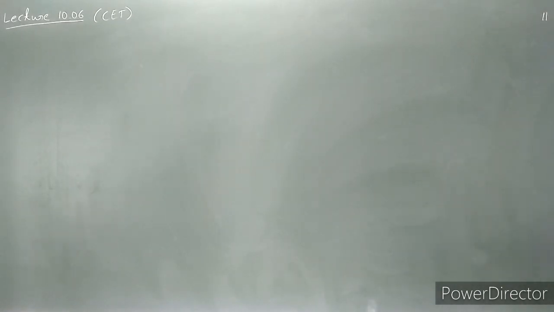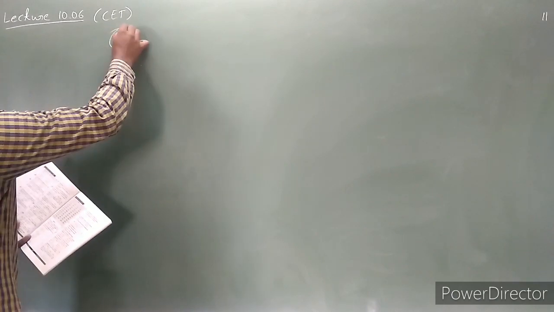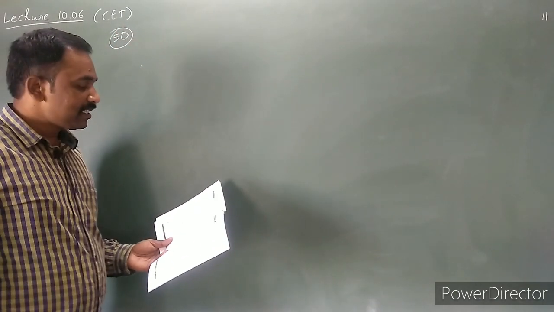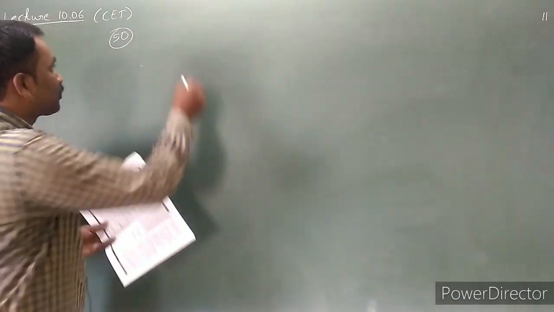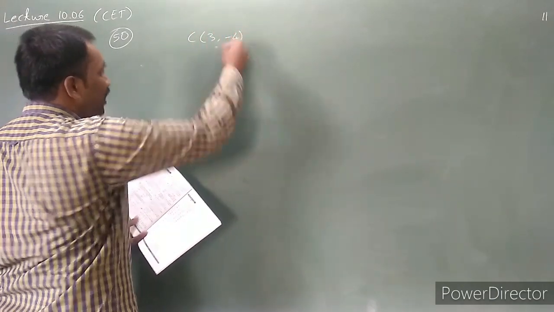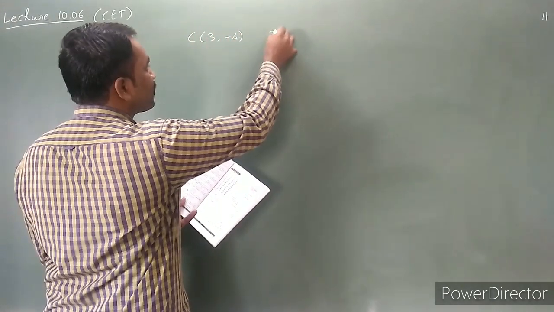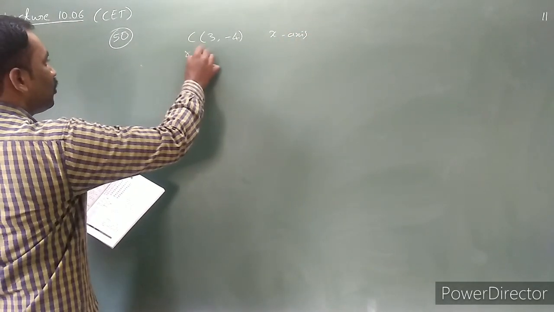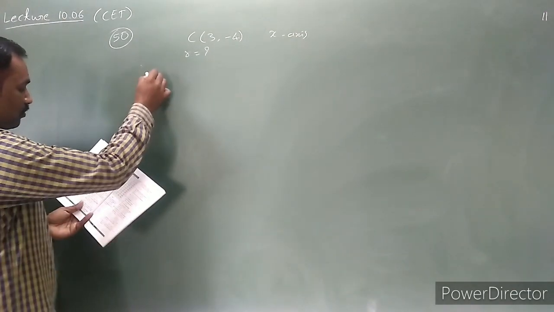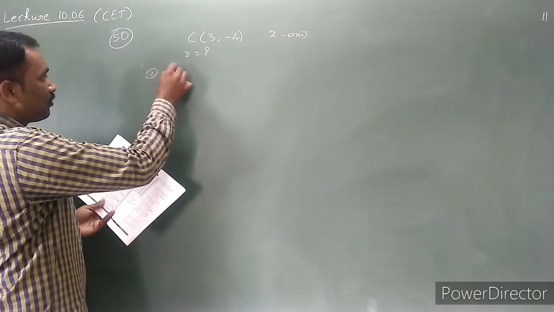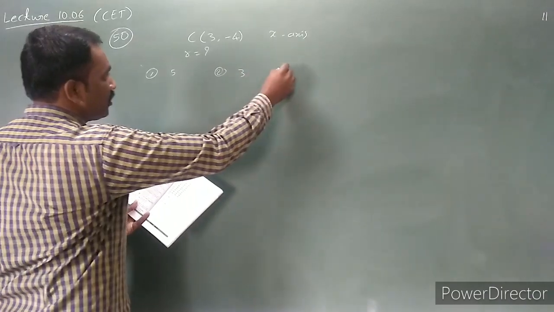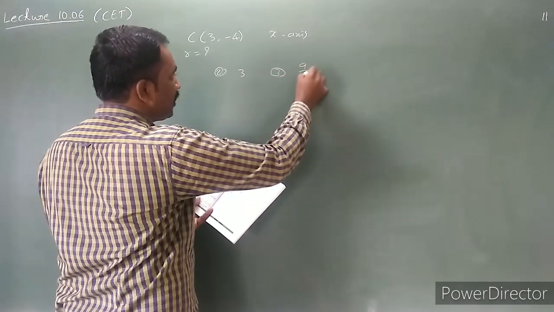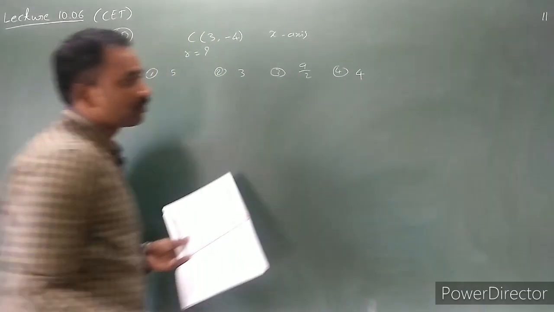Quickly take down. A circle with the center 3, minus 4 and touches the x-axis. Then its radius is how much? The first option is 5 units. Second option 3 units. Third option 9 by 2. And the fourth option is 4.